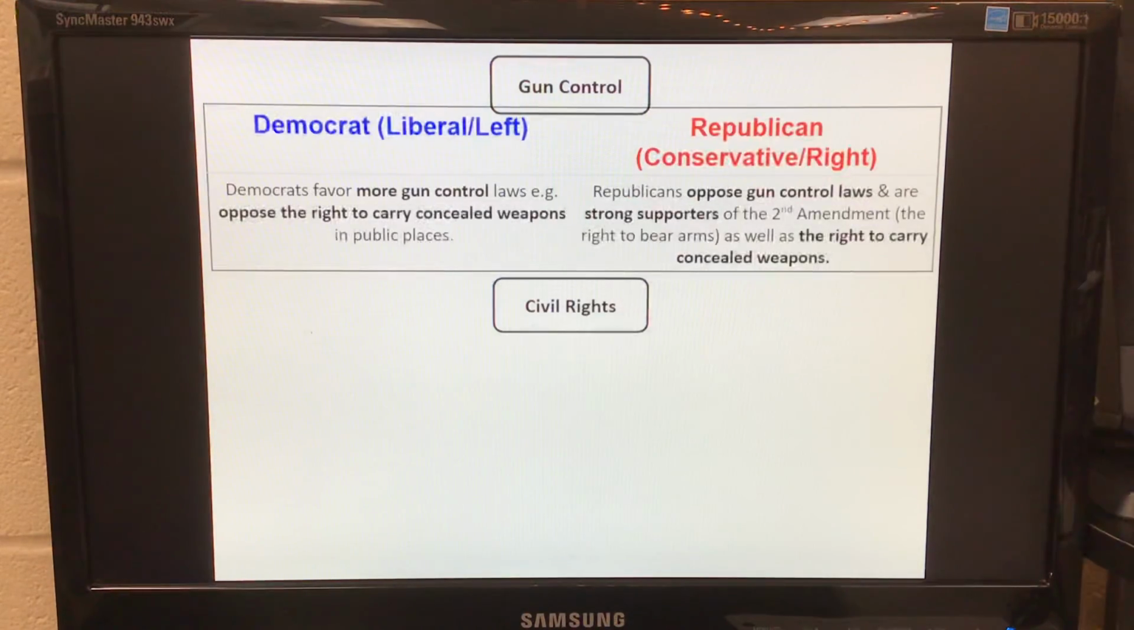Gun control, more gun control for the Democratic Party, less for the Republican Party. You're gonna hear a lot of Second Amendment arguments from the Republicans.